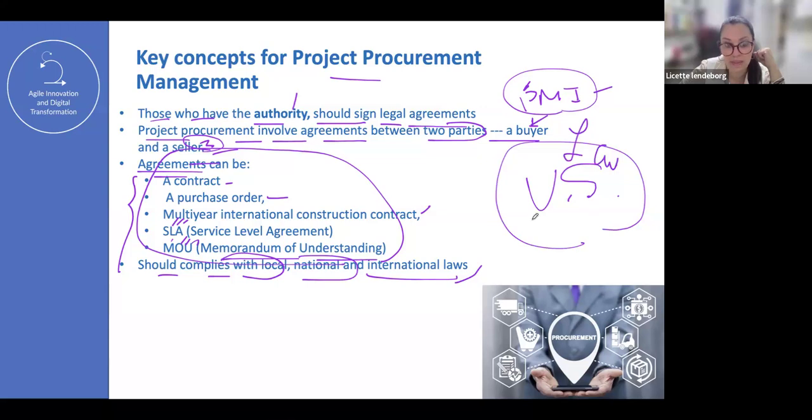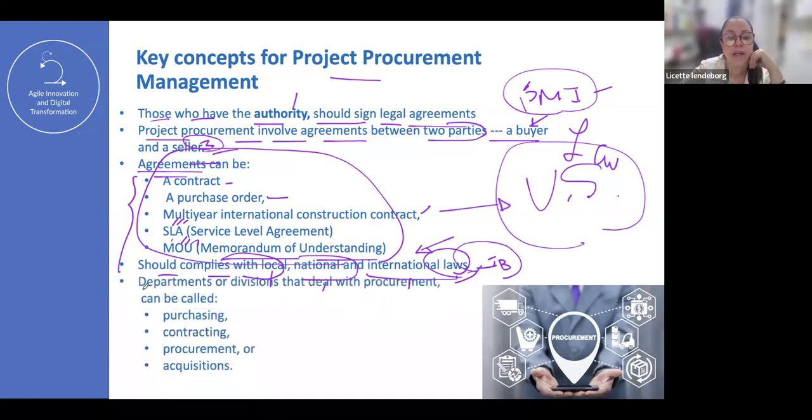Law, United States. So it should comply with local, national, and international laws. That is an international business. If you don't see any specification for the exam, that will be United States law.